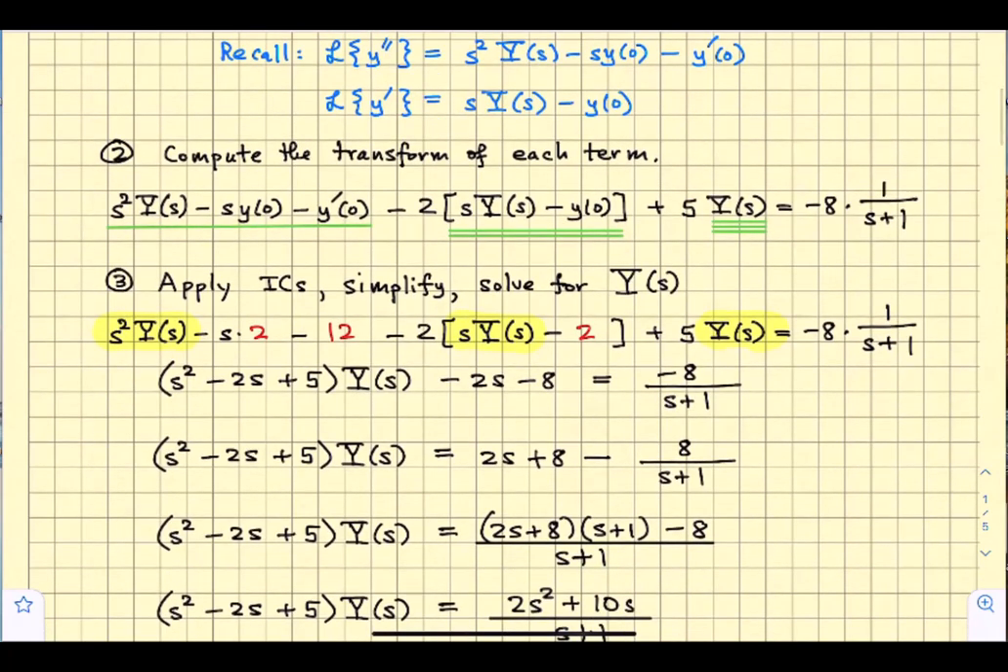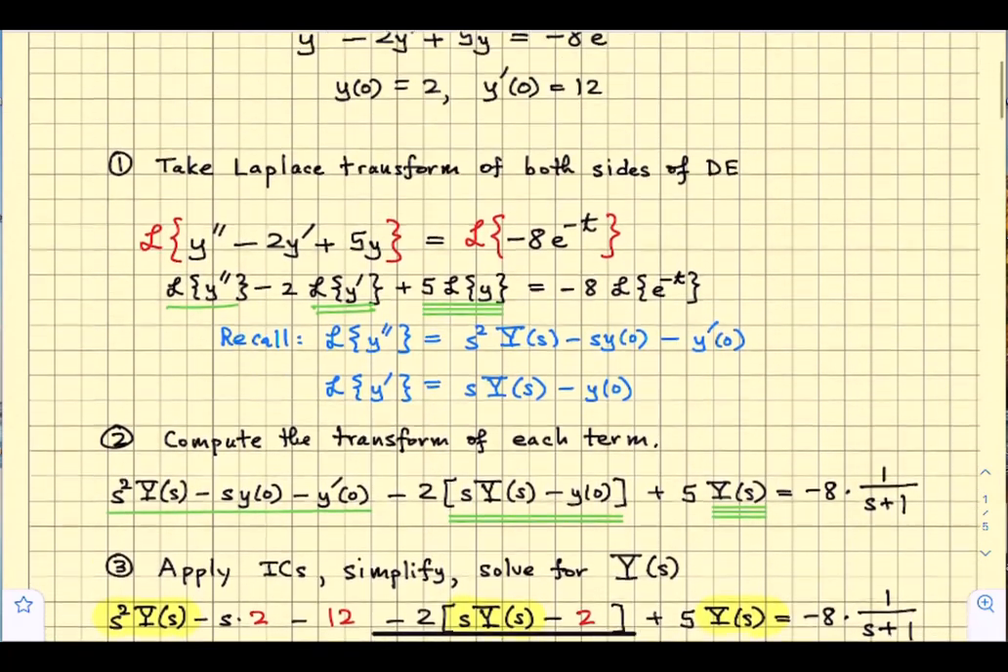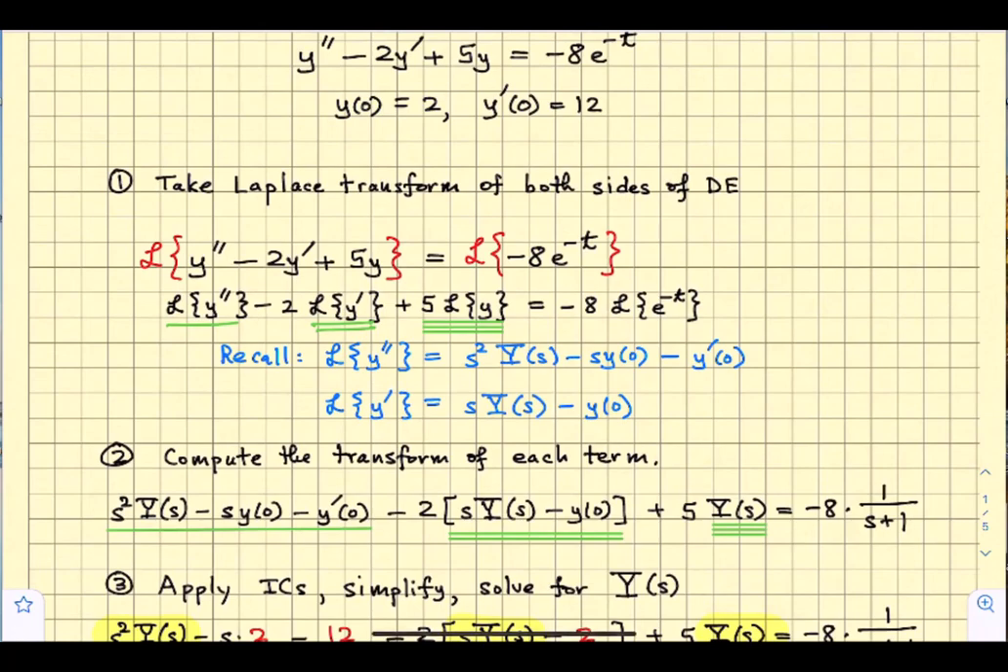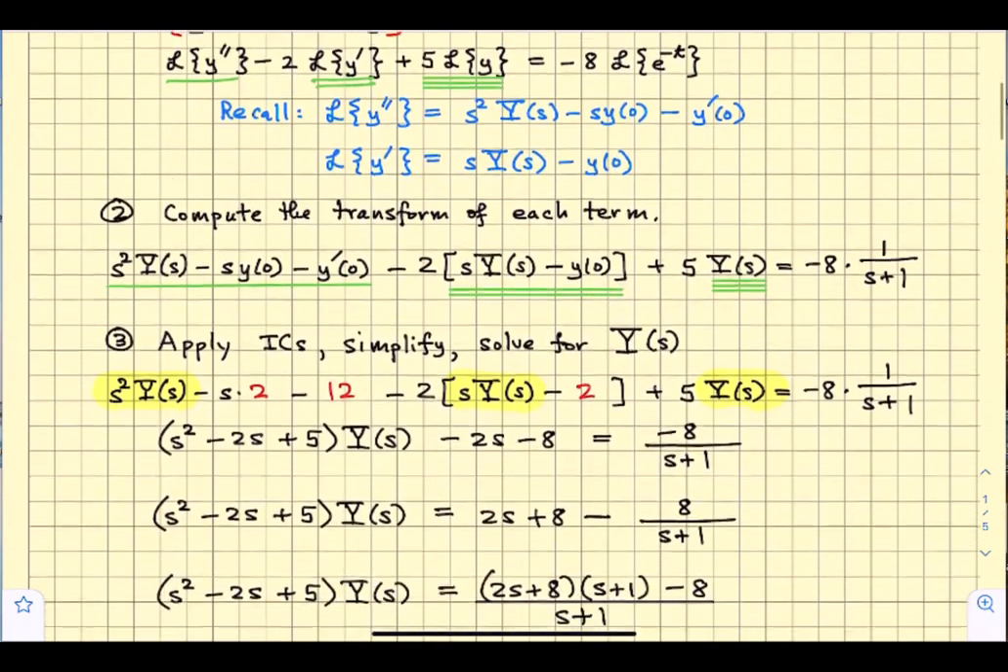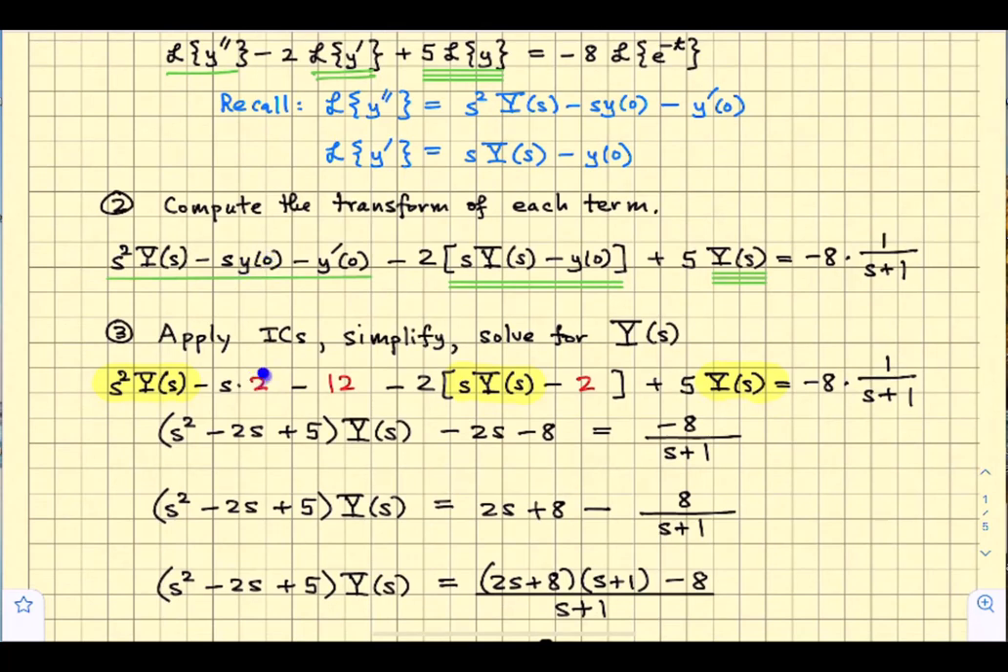So here I'm just going to put in, remember our initial conditions were y of 0 is 2 and y prime of 0 is 12. So what we'll do here is wherever I see a y of 0, I'll put a 2. Wherever I see a y prime of 0, I'll put a 12. And then I'll just distribute here with a goal of consolidating everything that has a big Y of s in it. And if I do that, I get this.